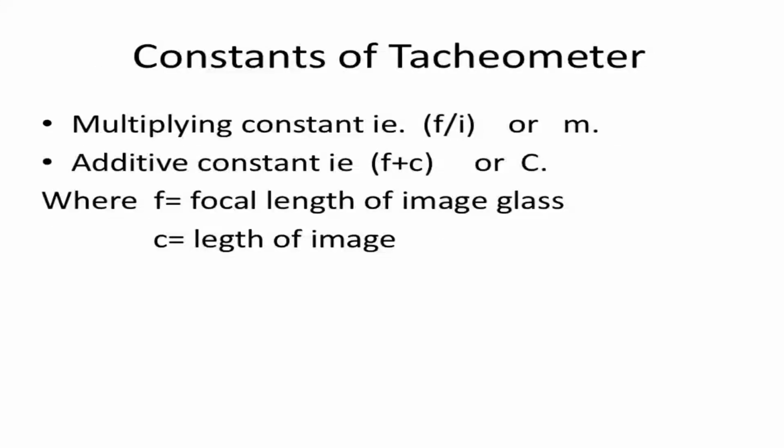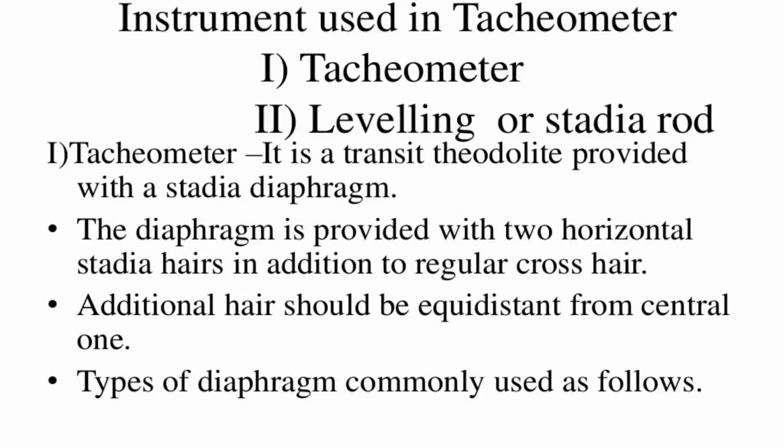Then constants of tachyometer: multiplying constant and additive constant. Multiplying constant, that is f/i or m. Additive constant f + c or c, where f is focal length of object glass, c is the distance of the object glass from the center of the instrument. Then what are the instruments used in tachyometer surveying? So tachyometer and the leveling or stadia rod.